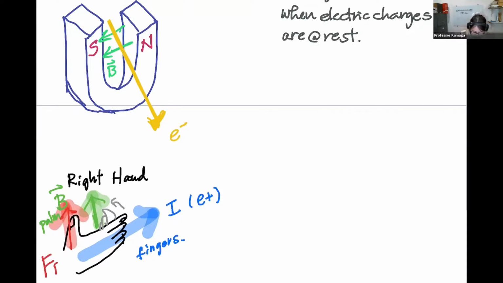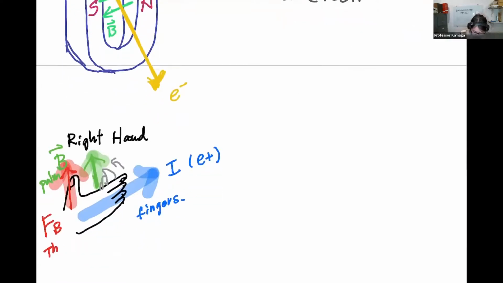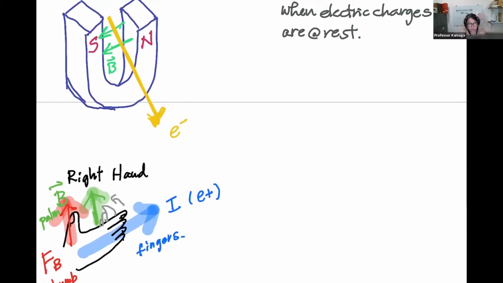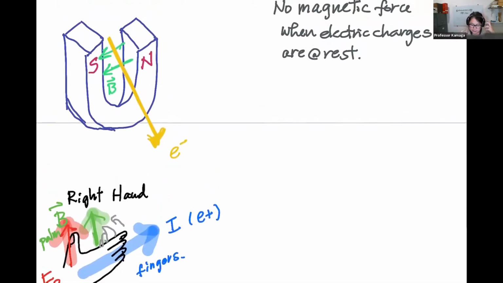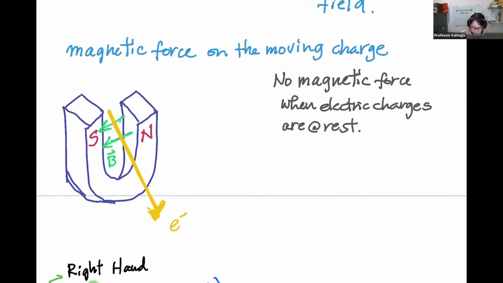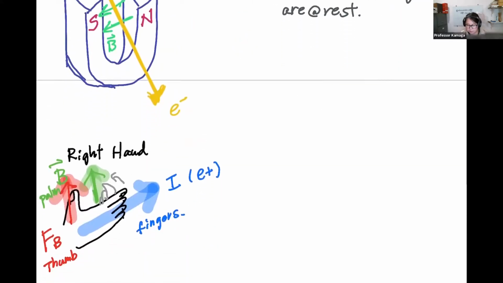That's going to be the thumb. It's going to be the direction of force. So let's look at this example. Okay, just make sure you can see it, right? Right hand. Direction of your fingers is the direction of current, positive charge. Direction of your thumb is going to be the direction of your magnetic field. And then the direction of a force applied on a moving charge is going to be the direction of your thumb.